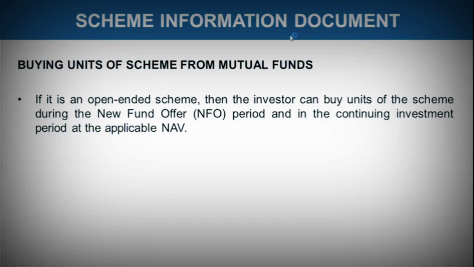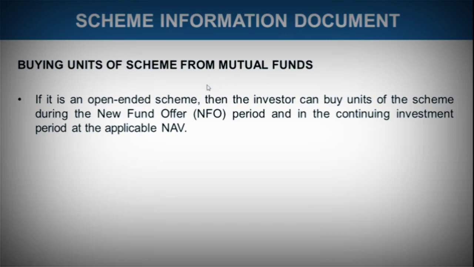Now some more contents of SID, that is the scheme information document. In this chapter number 5, your major focus is on one single document, the scheme information document. It has so much content. And here is one more point, buying units of a scheme of mutual funds. In the SID, you will also get details like if you as an investor want to buy units of a scheme from a mutual fund, it means you want to invest your money into mutual funds, and you would be allotted the units. Buying units has just the same meaning as investing your money in a mutual fund.